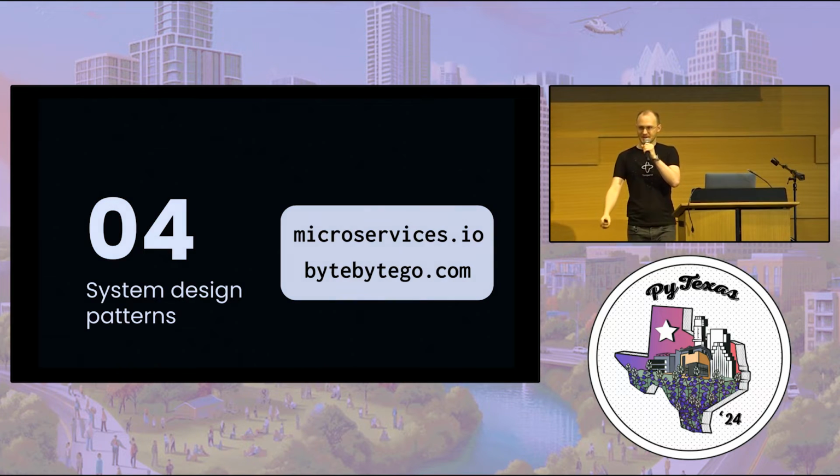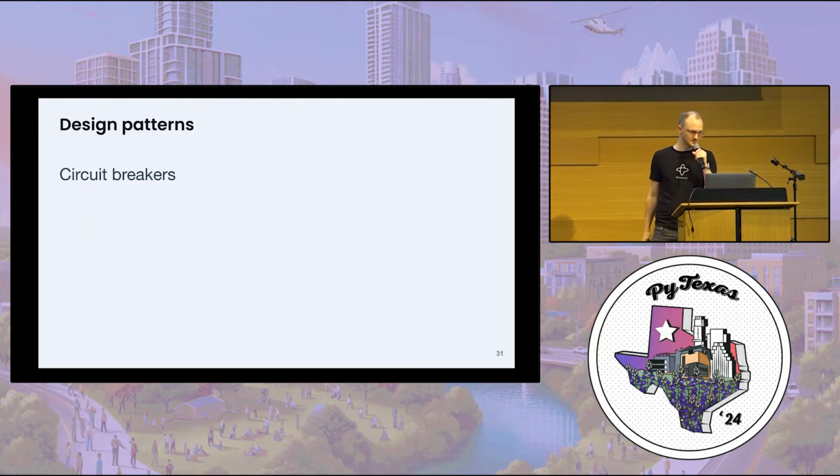So the last section, system design patterns. We have 10 minutes. Let's see. I highly recommend microservices.io for listing distributed system patterns, and ByteByteGo is a great newsletter for system design.